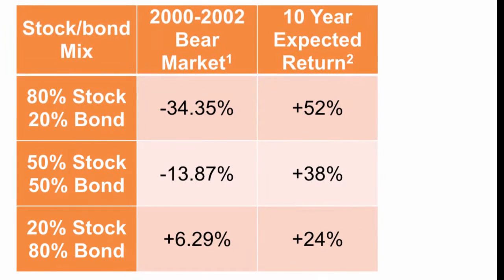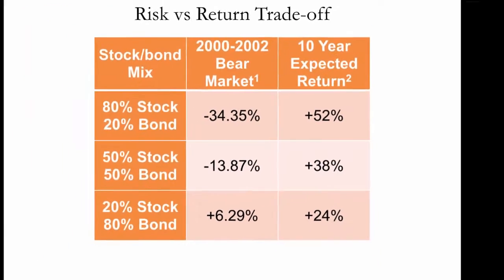The last column shows a hypothetical total return over a 10-year period with average rates of return for stocks and bonds. Notice how much more money a high stock portfolio might make versus a low stock portfolio. Of course, this last column is just an illustration. None of us can predict the future.